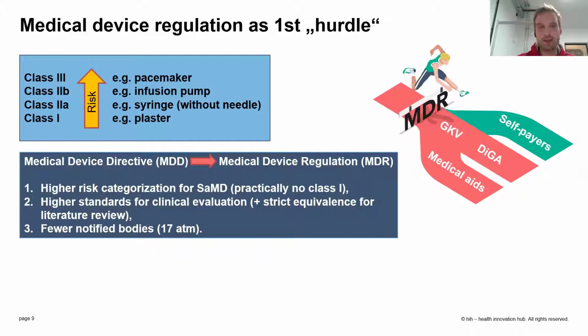The clinical evaluation also has much higher standards now. We have a very strict equivalence requirement for literature review. So if you want to use clinical trials that have been conducted for other devices for your own device, so you have the literature, you didn't conduct the trial yourself, you have to prove that there's a very strict equivalence between that product and your product.